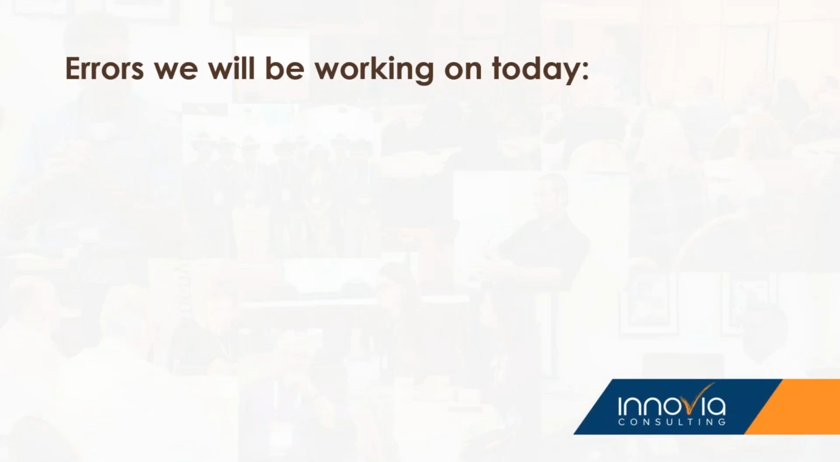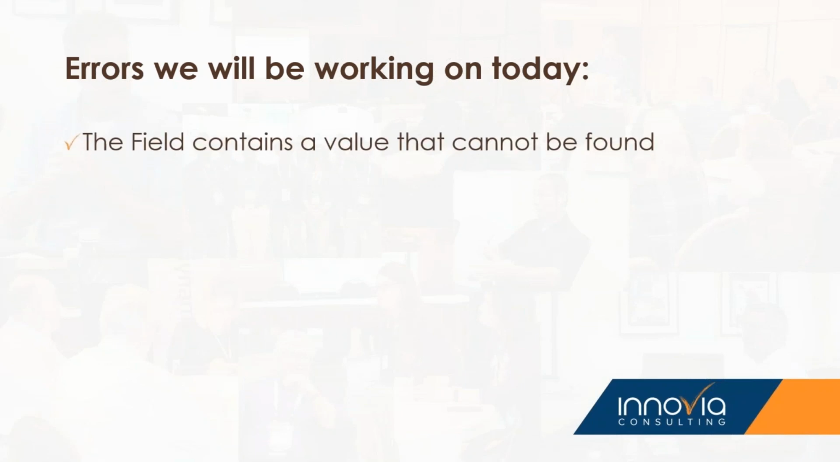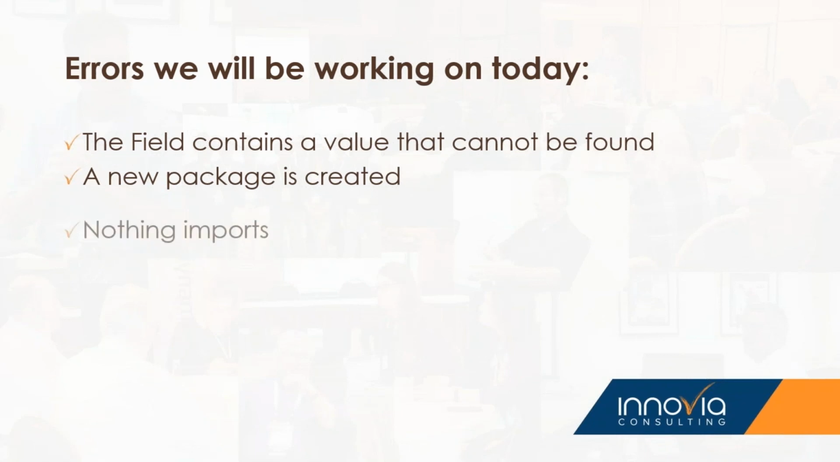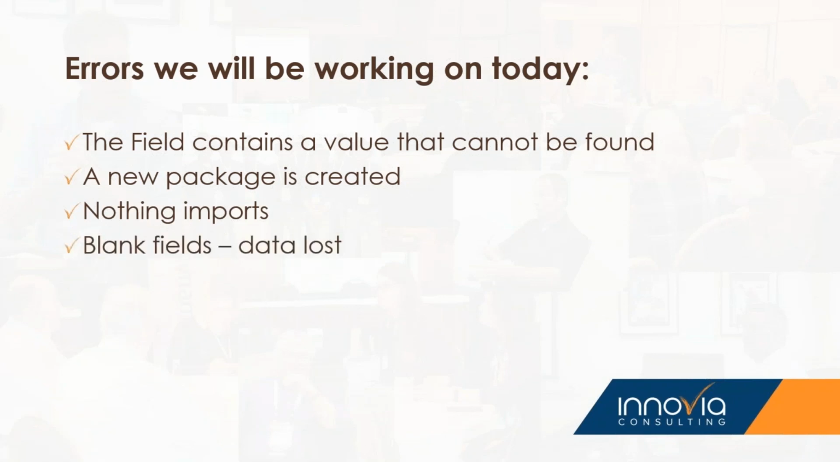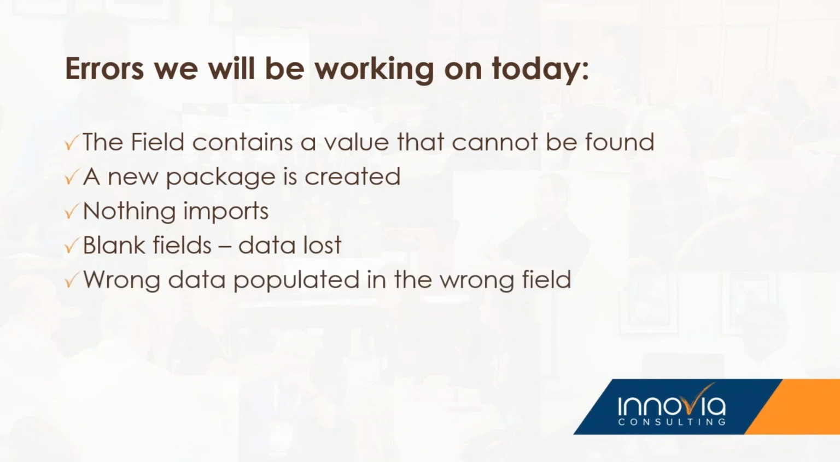So today, the errors we'll be working on, the first one is the field contains a value that can't be found. The second one is a new package is automatically being created. Nothing imports would be the third one. Blank fields, so in other words, lost data. The wrong data is being populated into the wrong field. So, we're going to go through these 5 errors, and the steps I will be using can be used in most data correction or data population.